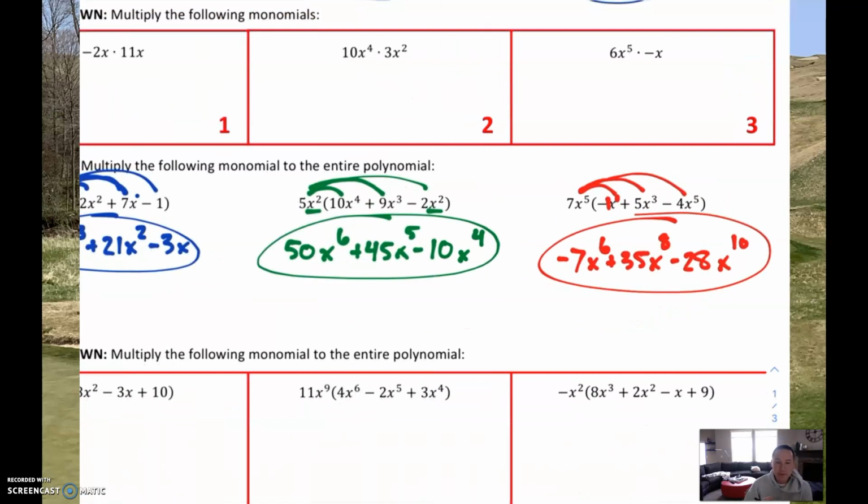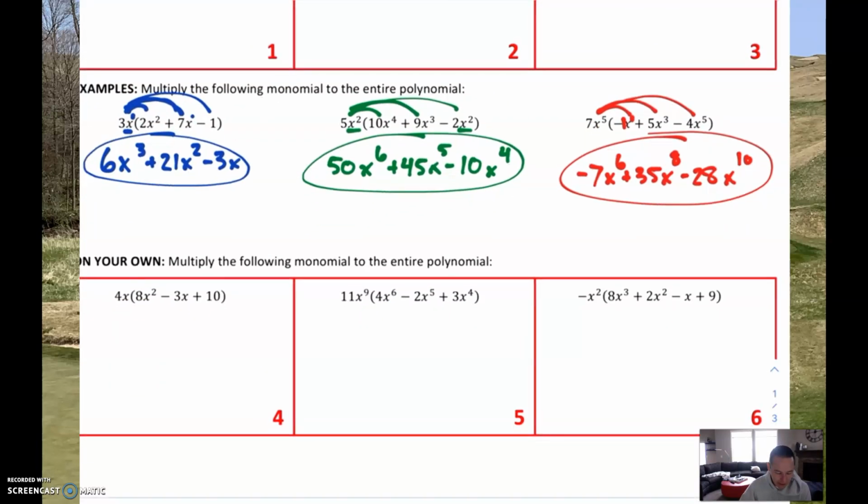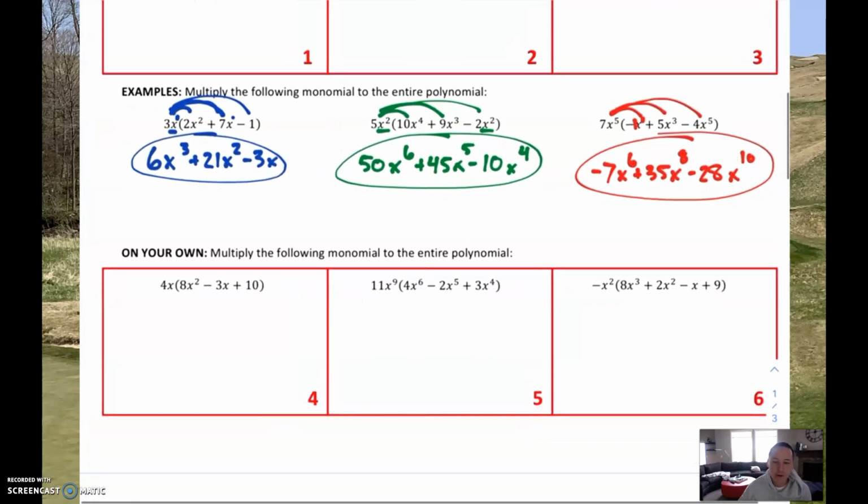So hopefully multiplying a monomial by a polynomial isn't so bad. Just watch out for your signs, and you're just adding some exponents together. So go ahead and finish the last 3 on your own. When you are done, submit your answer to Schoology.